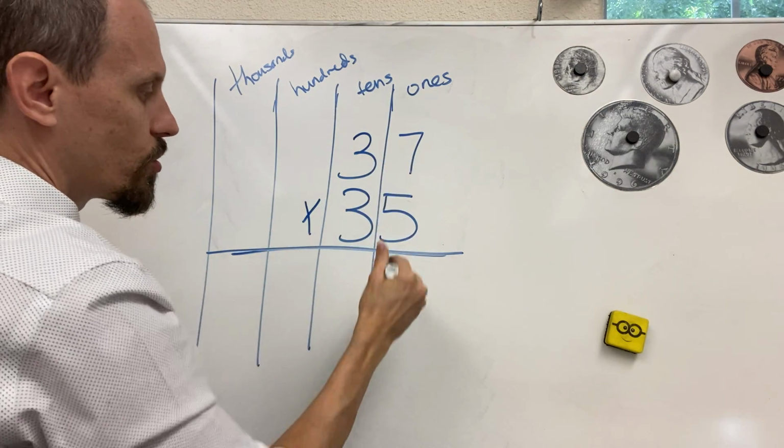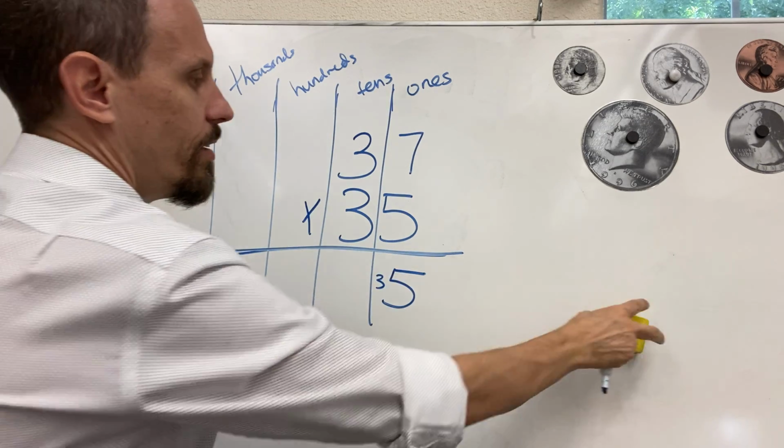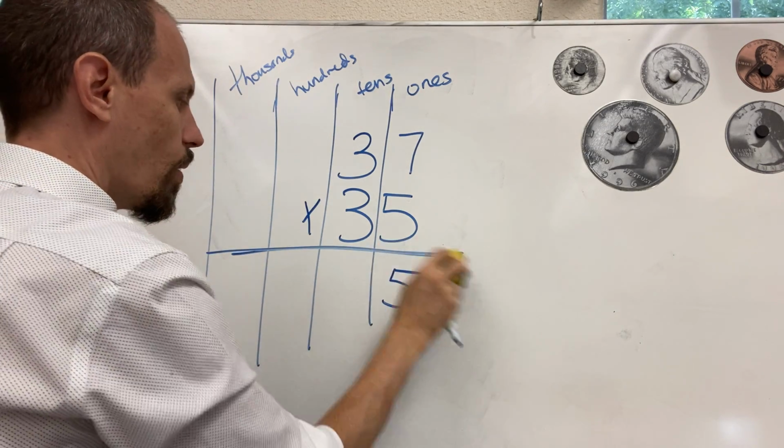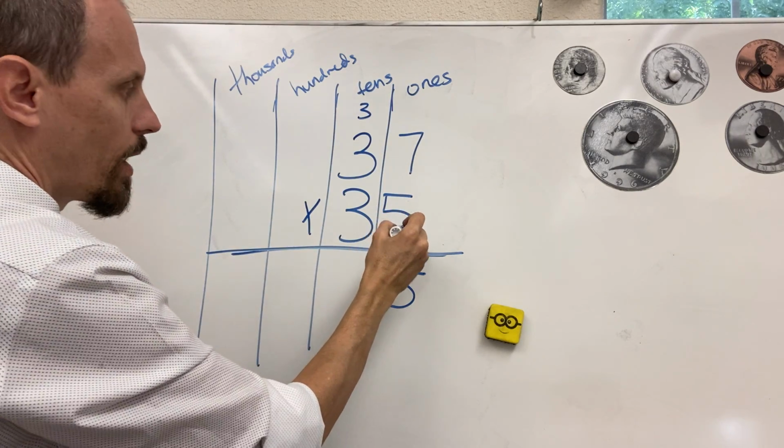5 times 7 is 35. And do we put our 35 like this? No way! We know already. We've got to carry that 3 up to the top. And then we're going to multiply. So we multiply this way.